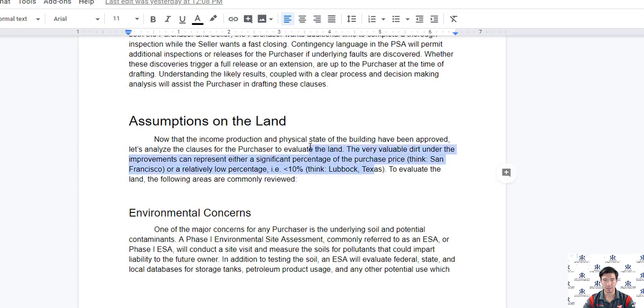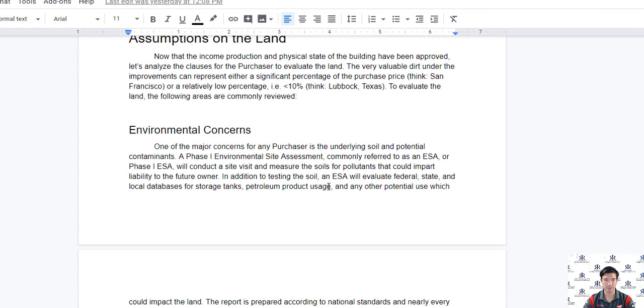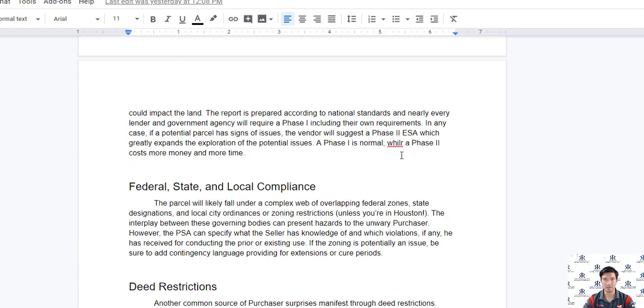Land, again, this is going to vary: whether you have San Francisco, where the percentage of the land value is very high, especially if it's a lower income property, versus if you're in the country, in Lubbock, Texas, where land is quite plentiful and the value is really in the structure and in the improvements. Environmental concerns, again, go with standard lending issues. I don't see too many of these issues come up.